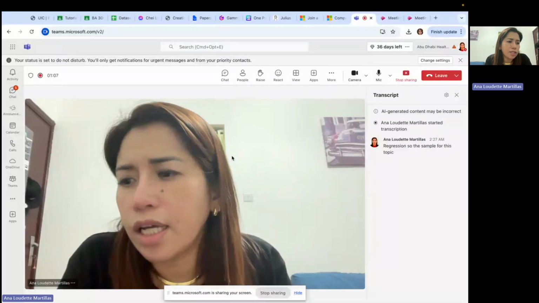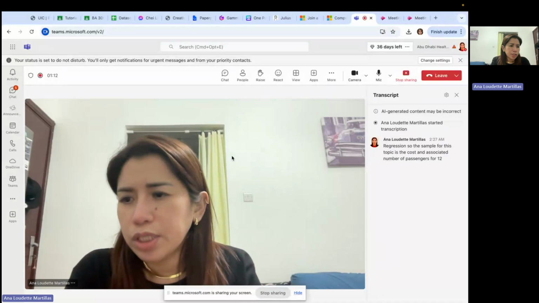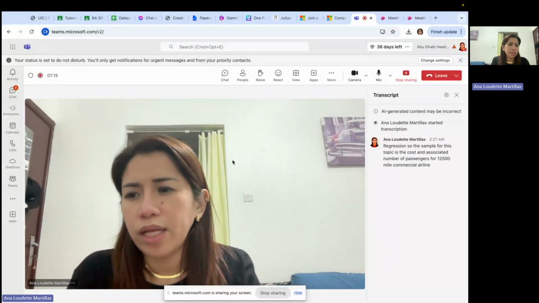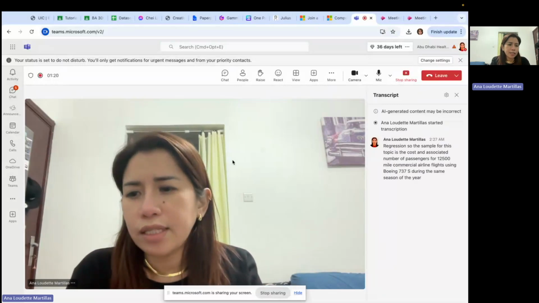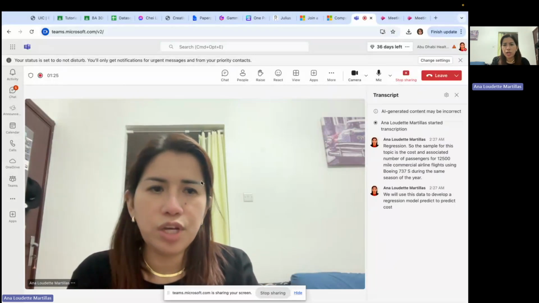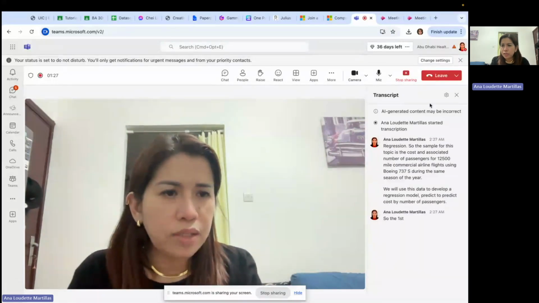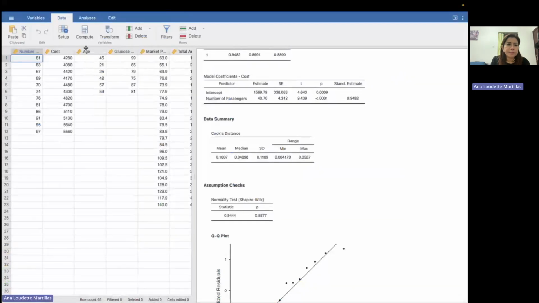The topic is the cost and the associated number of passengers for 12 500-mile commercial airline flights using Boeing 737s during the same season of the year. We will use this data to develop a regression model to predict cost by number of passengers. So the first thing to do is open your Jamovi, create two new columns. This is the number of passengers and the cost.